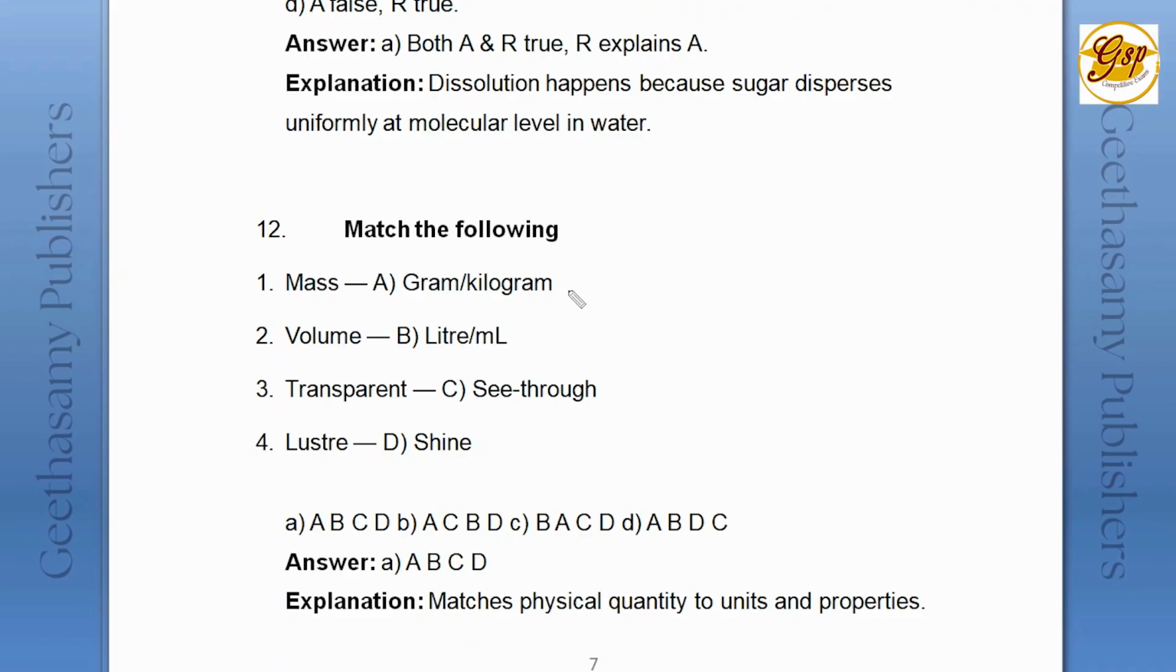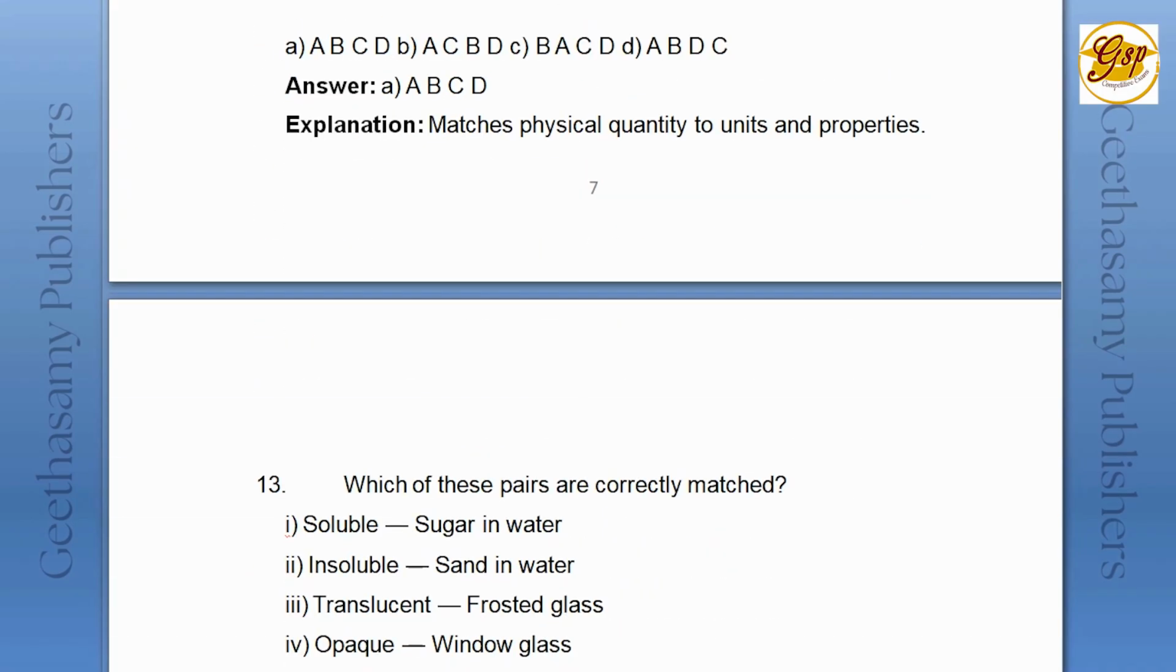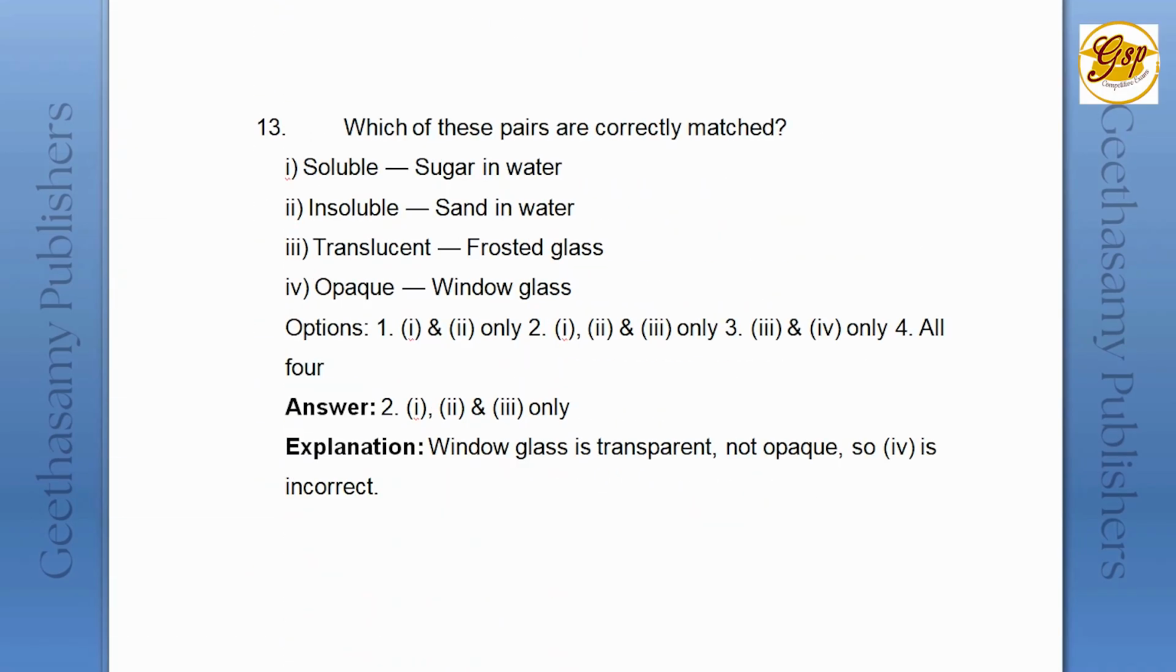Match the following. Mass: gram, kilogram. Volume: liter or milliliter. Transparent: see-through. Luster: shine. So A, B, C, D are the same; you need not go through it. The answer is the same for A, B, C, D. All 4 are correct. So it matches physical quantity with units. That is the first part. Right? Everything. Then question number 13.